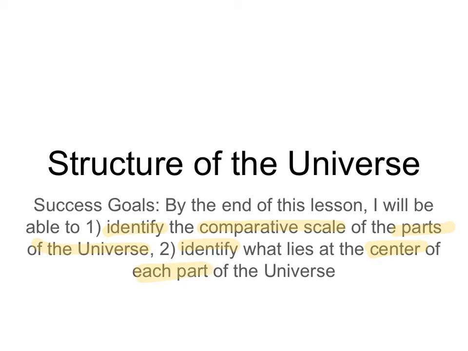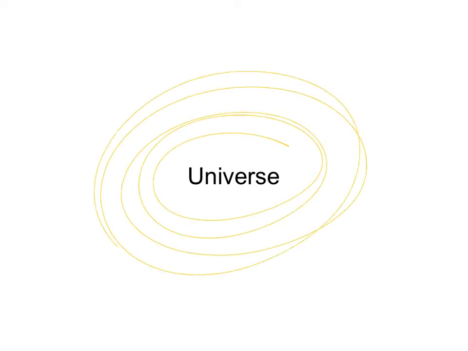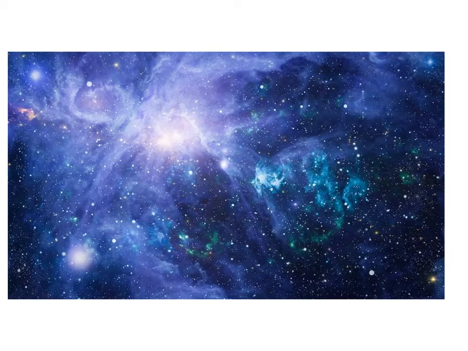Now, when we say comparative scale, remember that word we talked about, compare? So if you're comparing one part of the universe to another part, how does it compare, for example, in size to the other parts? The first thing we are going to be looking at is the universe. Now, here is an image that is kind of an artistic rendition of some parts of the universe. So let's take a look at this.